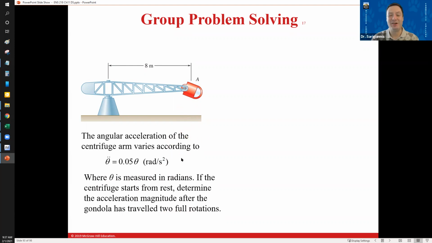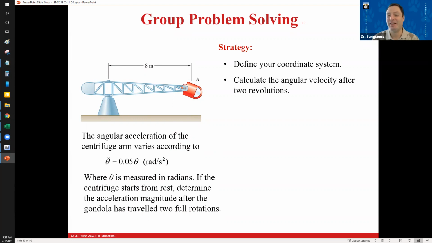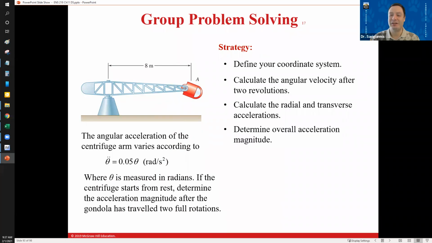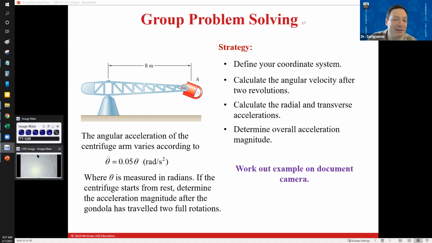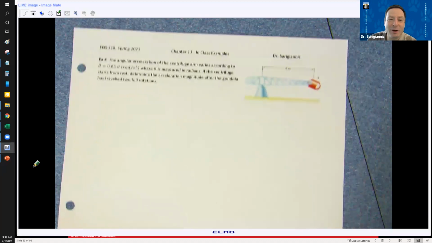All right, so what are we going to do for this? We're going to obviously define the coordinate system. We'll calculate the angular velocity after 2 revolutions. We can do that, right? And then we can calculate the radial and transverse accelerations. And then we'll figure out the overall magnitude of the acceleration. So let me work this out on the document camera here. All right. Any questions so far?